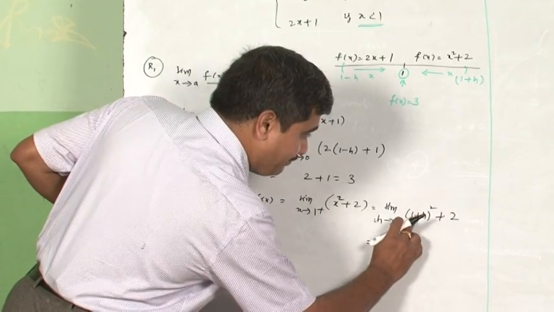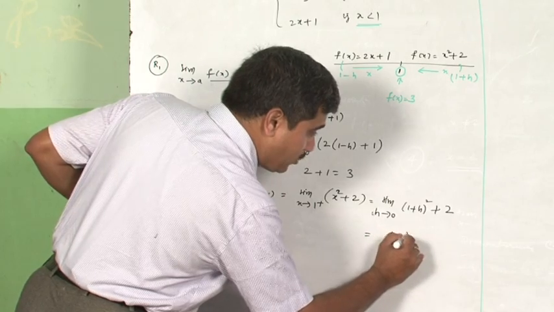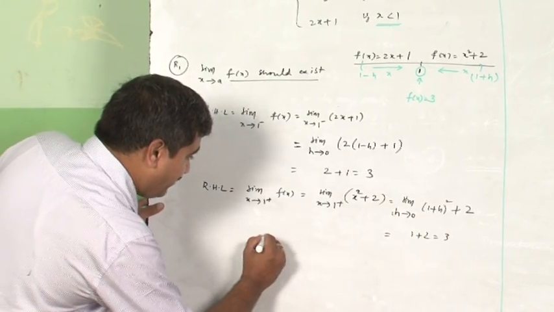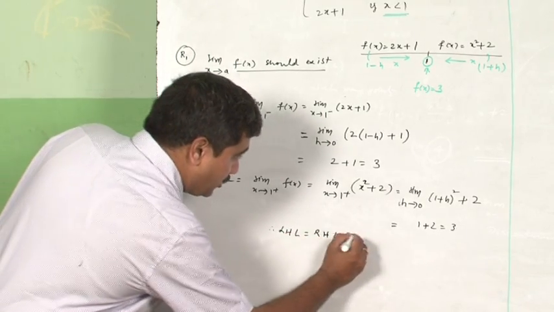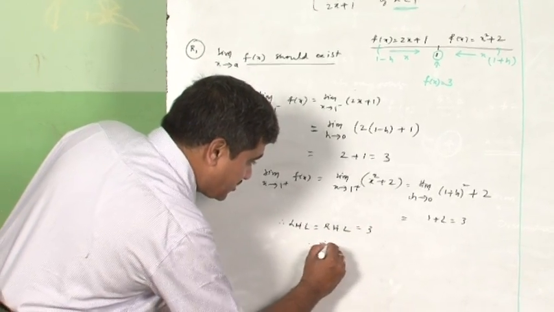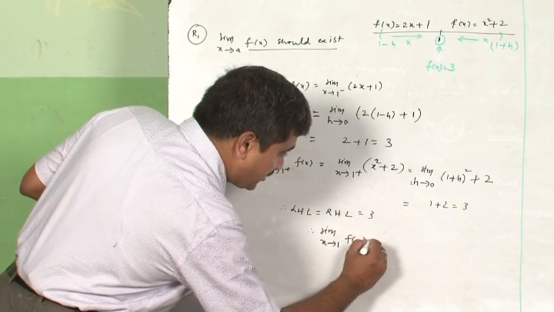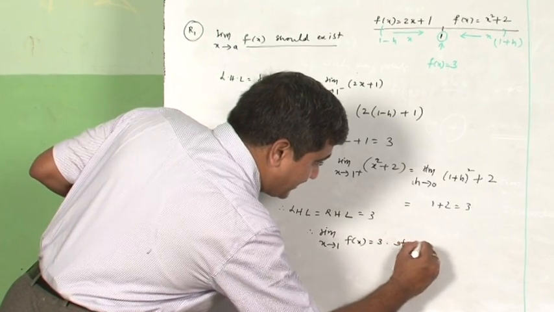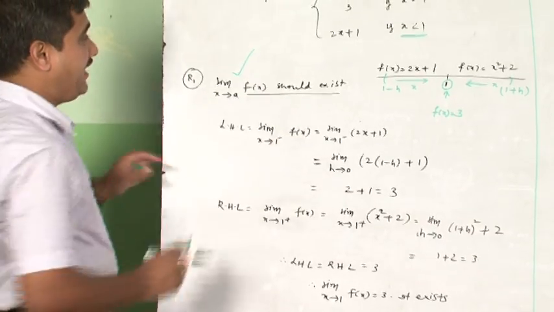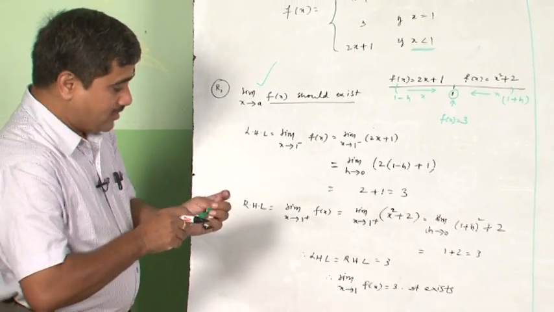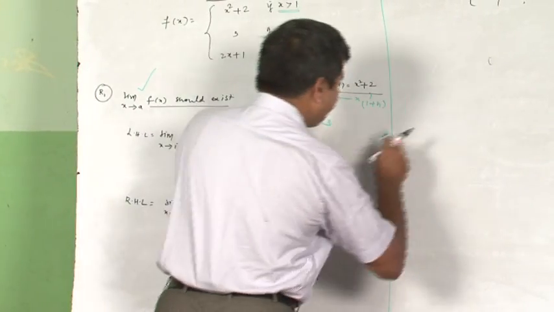What it is going to give is 1 plus h whole square, that is 1 plus 0 whole square, which is 1, plus 2 is equal to 3. Now it is very clear, therefore LHL is equal to RHL is equal to 3. Therefore, when LHL and RHL exist, we can say limit x tends to 1 f of x is equal to 3 and it exists. That means rule number 1 that I am supposed to verify for continuity has been verified.